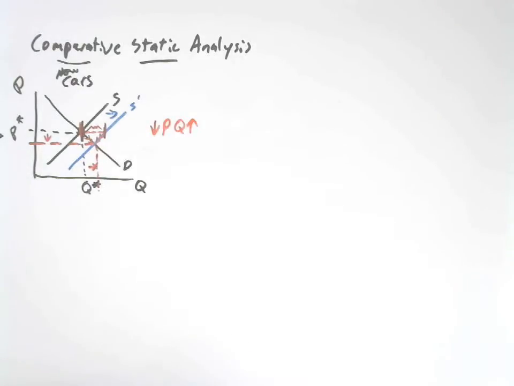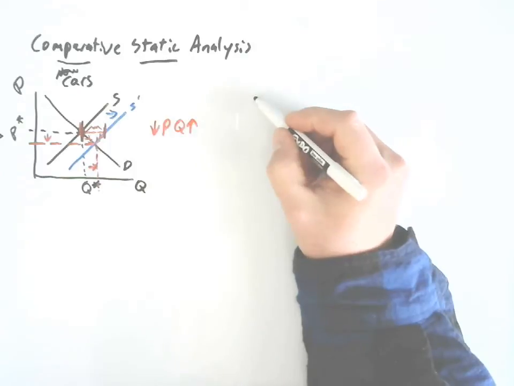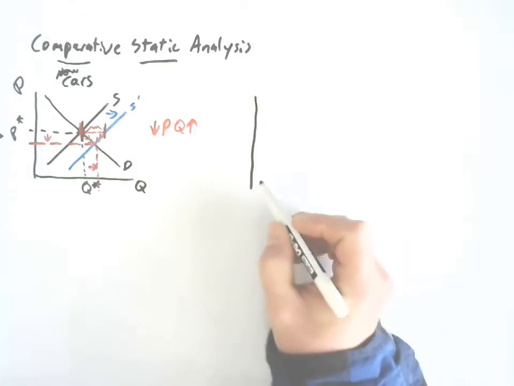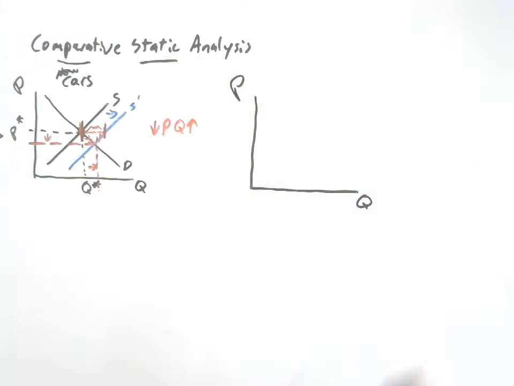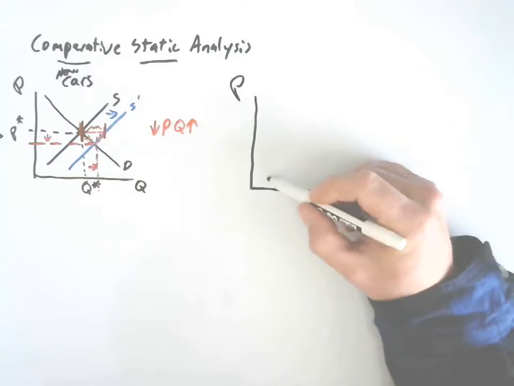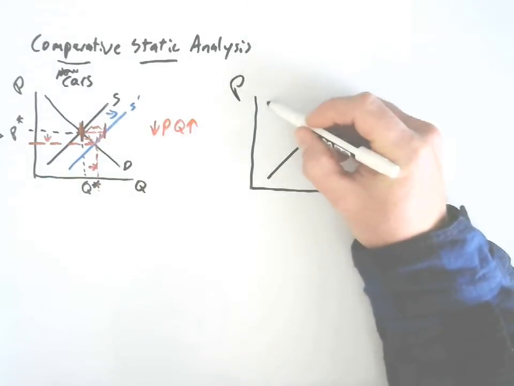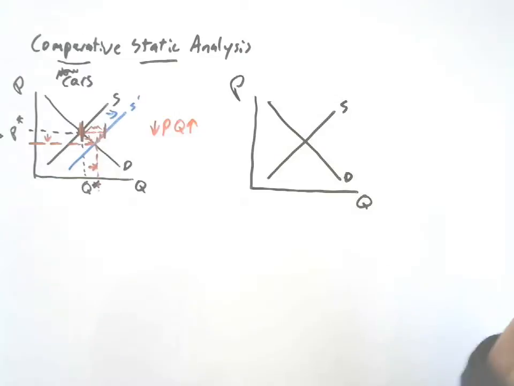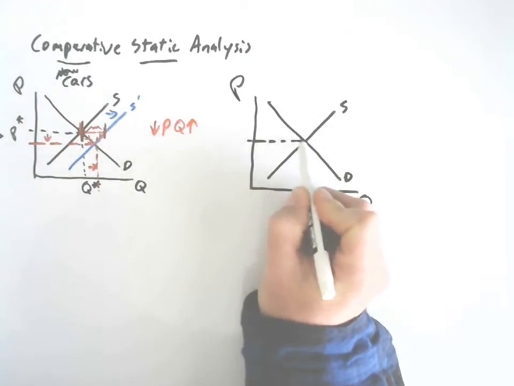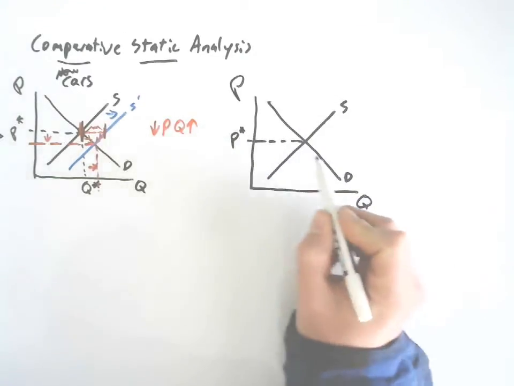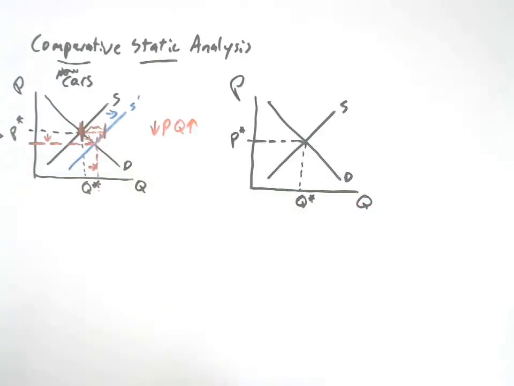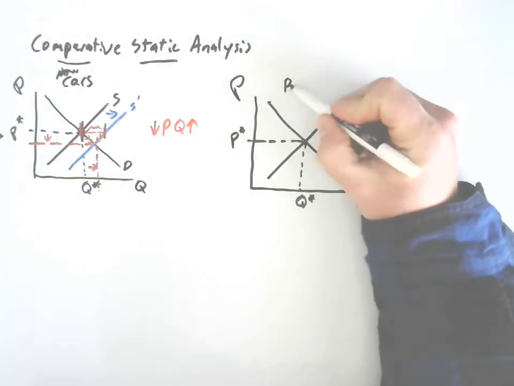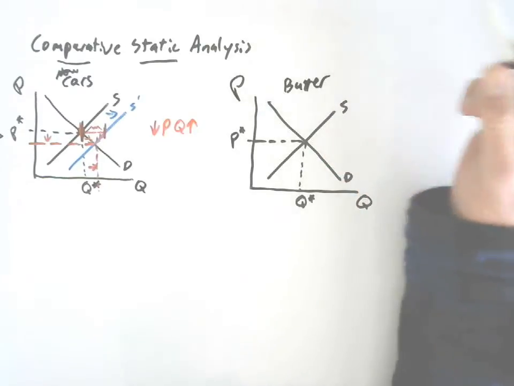Let's take another example. Let's look at the market for butter. Okay, so there's the supply of butter, there's the demand of butter. This is an original equilibrium price of butter, say per pound, and this is how much butter is on the market at that price level. This market for butter is currently in equilibrium.